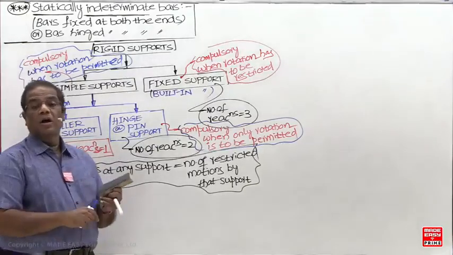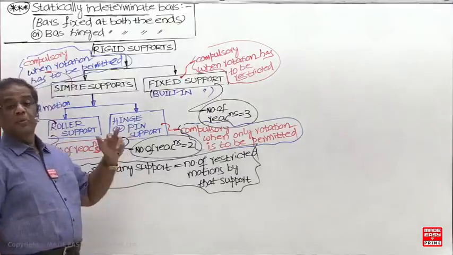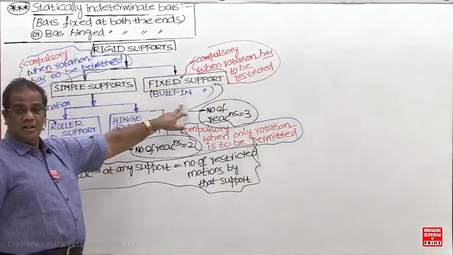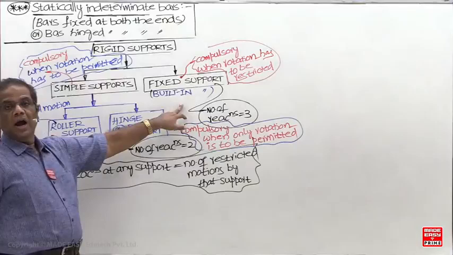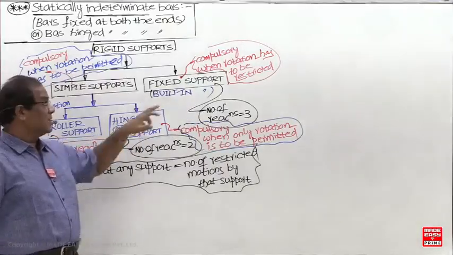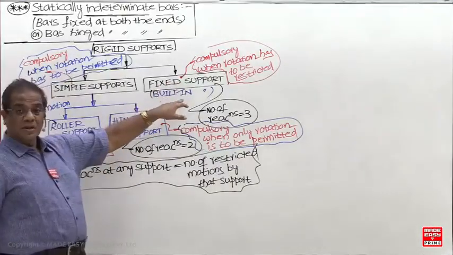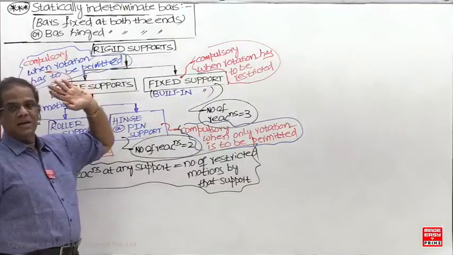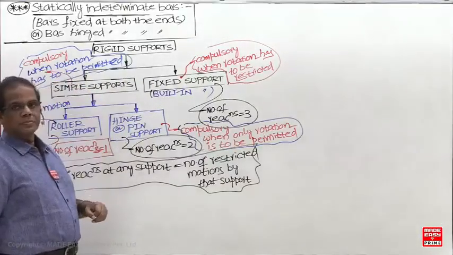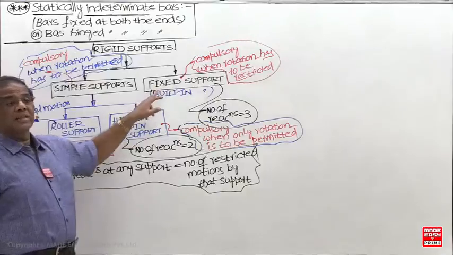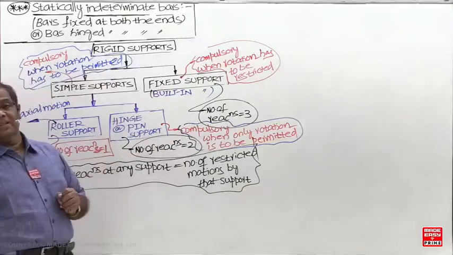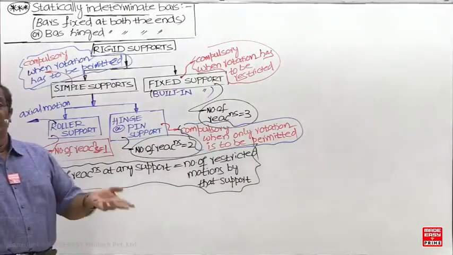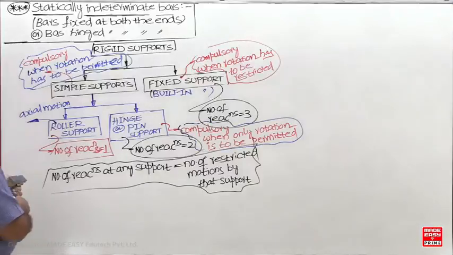So overall, which support is restricting the rotation? This one. And which supports are restricting the axial motion too? Here all the motions are restricted. So which supports will restrict the axial motion? These two will restrict the axial motion. But if I need only axial motion, then you have to go for a roller support.